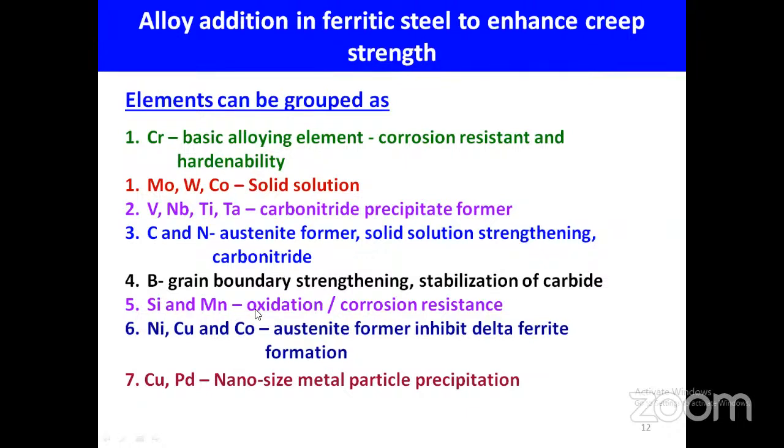Silicon and manganese are added for oxidation and corrosion resistance. Nickel is mainly an impurity in this alloy. Copper and cobalt are austenite formers, added to avoid delta ferrite formation. Copper and palladium are added to form fine nanoparticle precipitates.